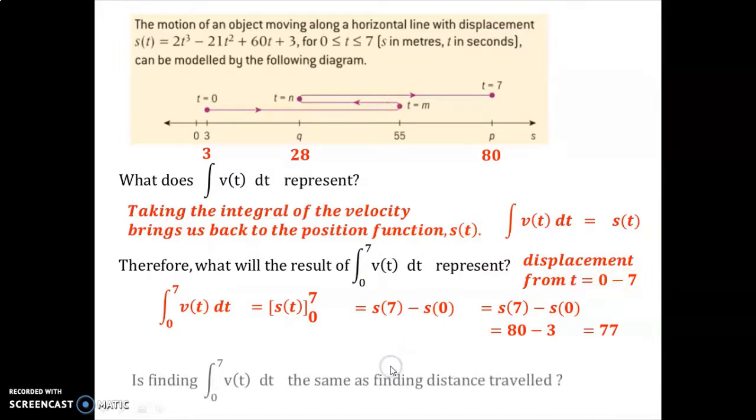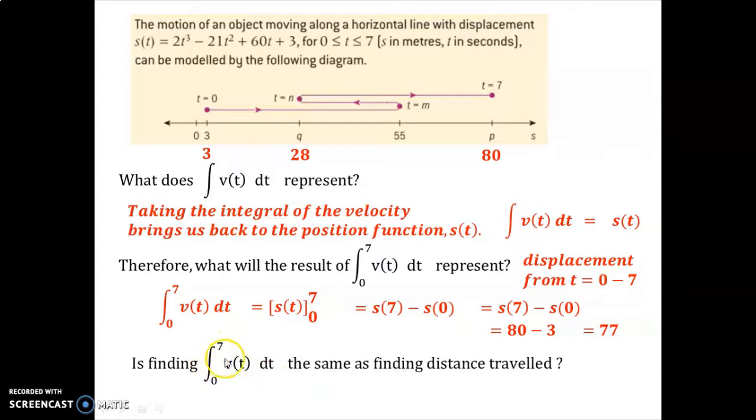All right, next question. Is finding this definite integral then the same as finding the distance traveled? Well, I hope based on what we just talked about, you're saying no way, can't be. No, because the distance is the total distance gone, right? So we can see again the displacement on here as well. From 3 to the ending point here, you go from 3 to 80, which is 77.